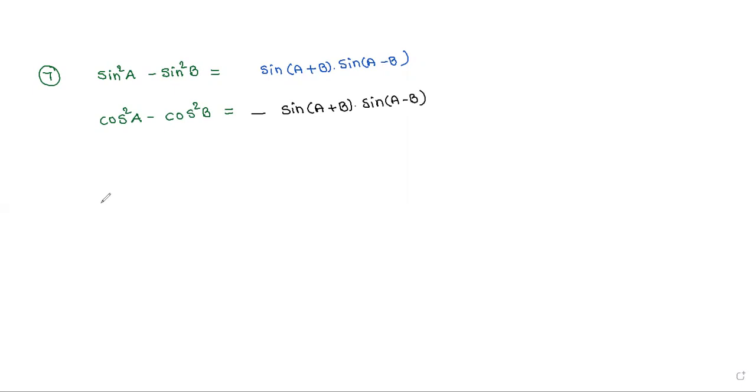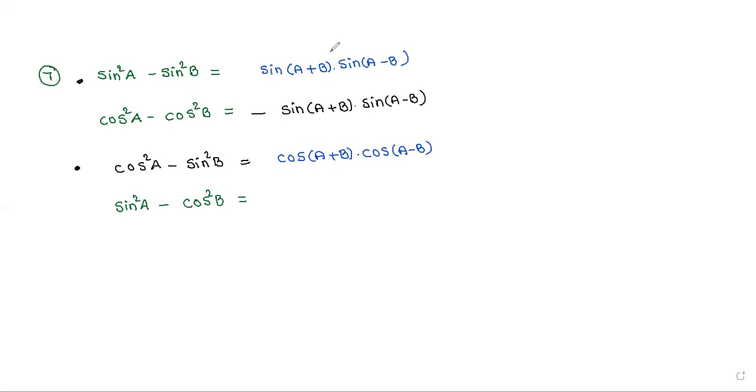Next, cos square a minus sin square b is equal to cos of a plus b into cos of a minus b. And another way, sin square a minus cos square b is equal to, the formula is, minus cos of a plus b into cos of a minus b.